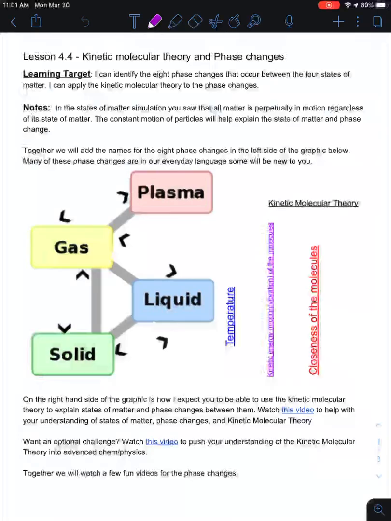So, notes, learning target. I can identify the 8 phase changes that occur between the 4 states of matter. I can apply the kinetic molecular theory to phase changes.